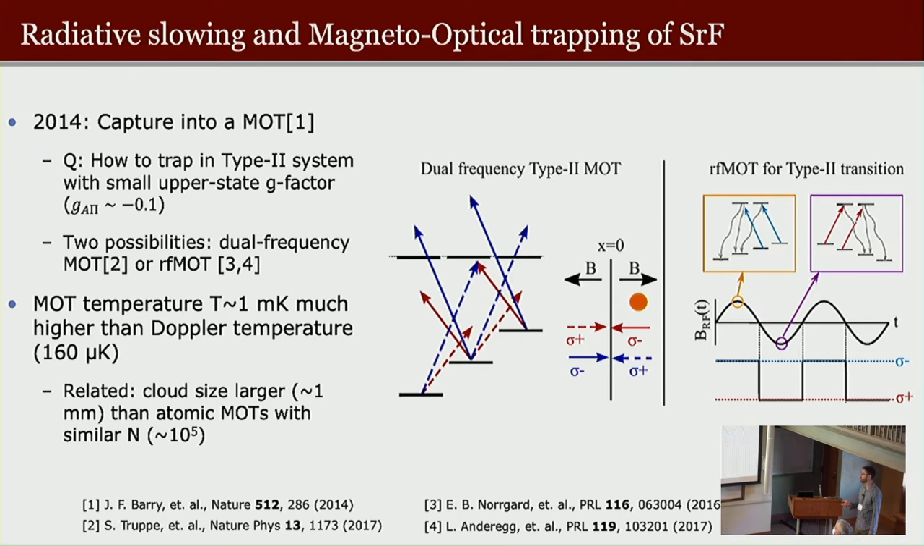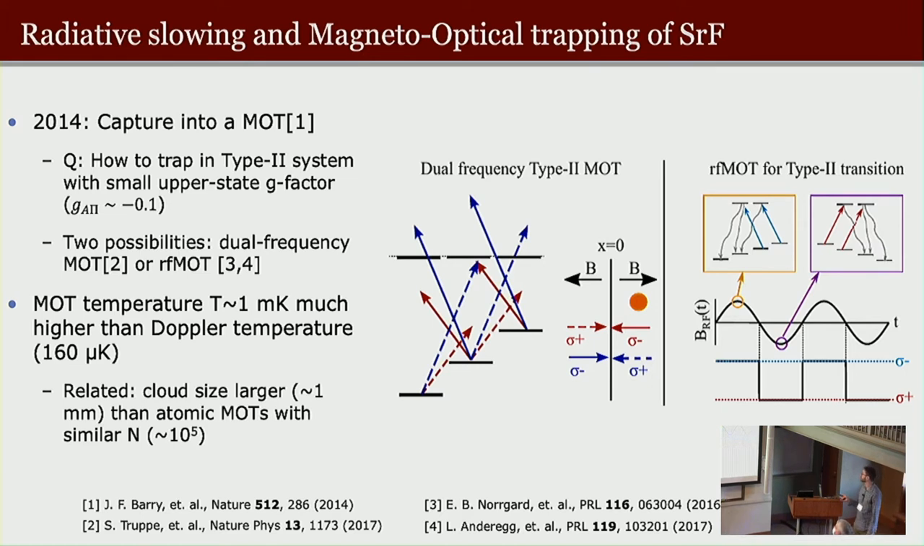One would be dual frequency trapping, where basically you have light of red detuning and blue detuning that are of opposite polarizations, such that if you're in this state, you're likely to absorb from the red light if you're displaced to the right here. If you're in this state, you're likely to absorb from the blue light propagating in that same direction. And in this state, you're equally likely. So for two of your three states, you are likely to absorb from a laser that's going to provide a restoring force. That's one way to do it.